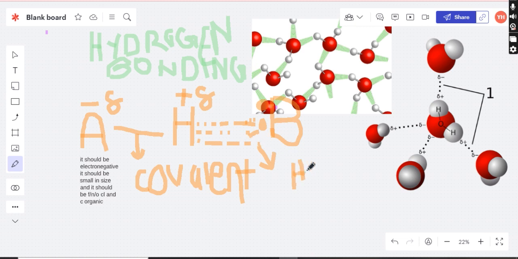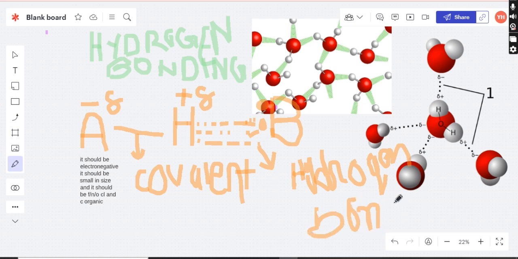Now this is the hydrogen bond, right? Always remember that this is hydrogen, this is the hydrogen bond. This is hydrogen bond in nature, right? So yeah, this is the hydrogen bond.